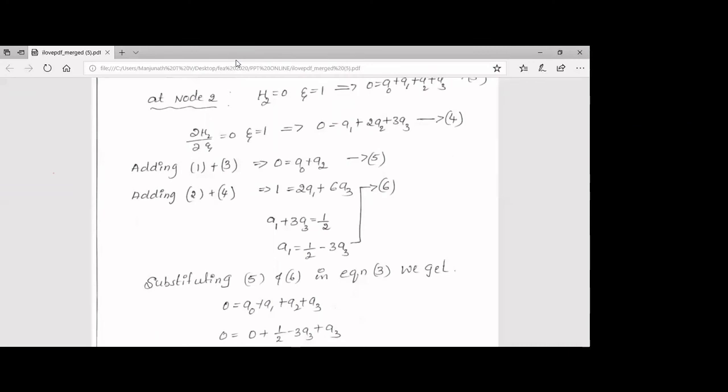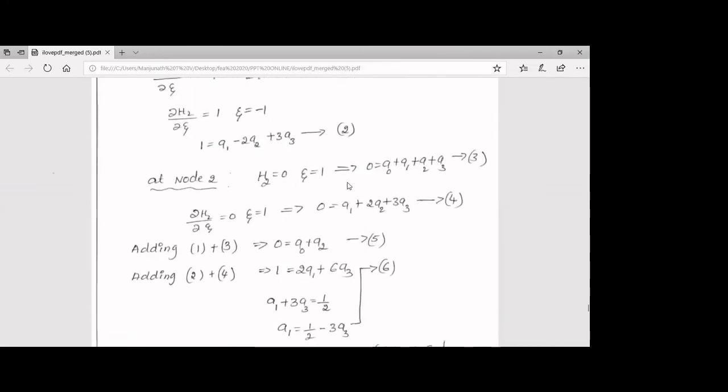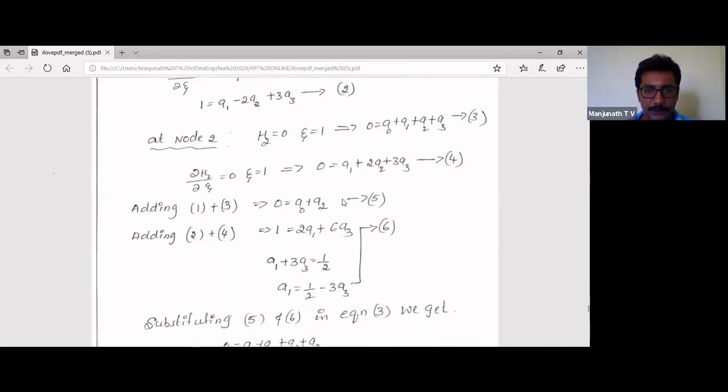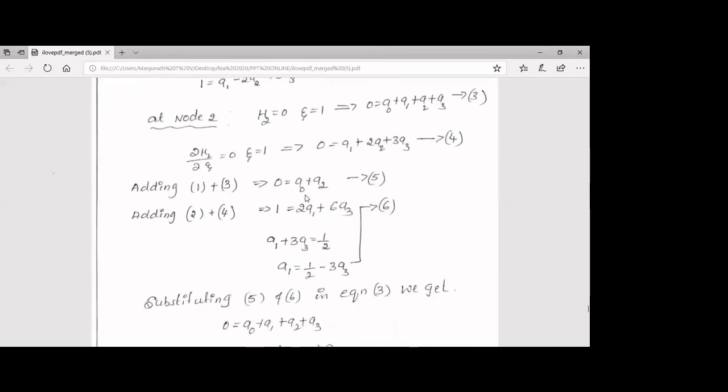Is there any doubt? No, sir. Very simple. But this is a very lengthy section. So the procedure remains the same for all the functions.